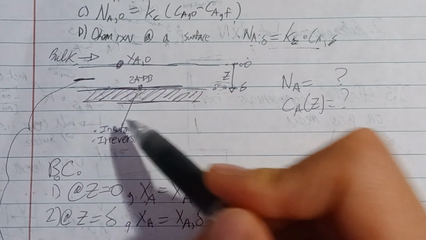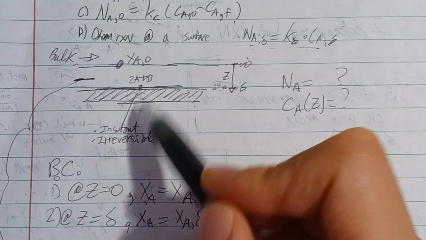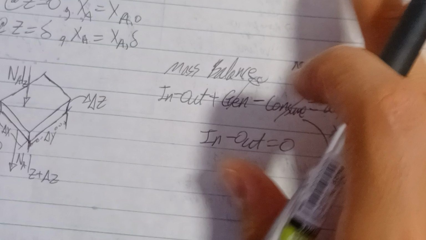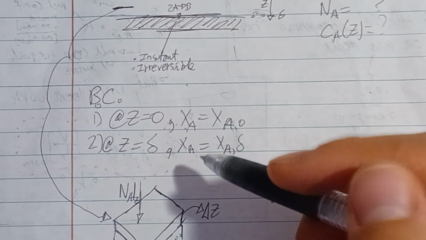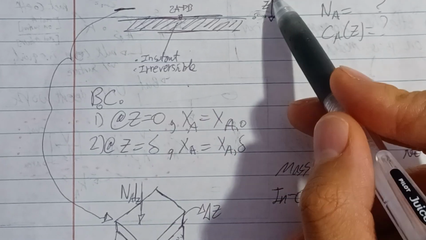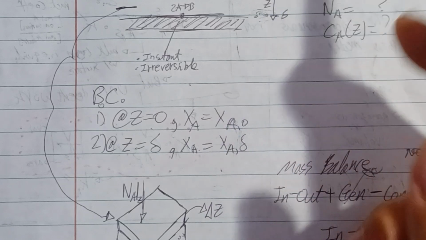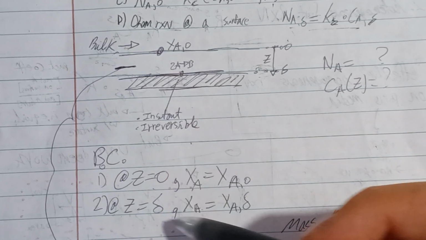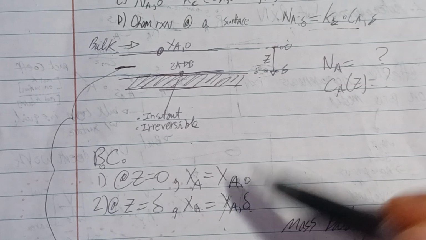And that system is represented over here, where 2 A molecules are turning into 1 B molecule, and this is happening instantly and irreversibly. We're trying to figure out the flux of A and the concentration profile of A in this boundary layer. The boundary condition will be that at z equal to 0, the interface between bulk and boundary layer, x_A is equal to x_A0, which is intuitive, and at the interface, the concentration of A equals that at delta.